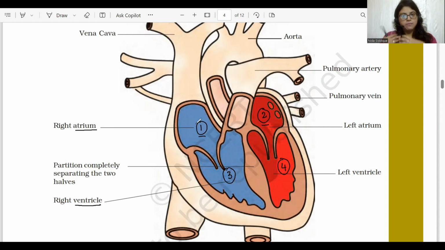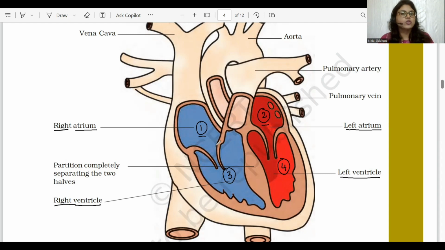Now the upper chamber present on our right hand side will be called the right atrium, and the upper chamber present on the left hand side will be called the left atrium. Similarly, the lower chamber present on the right hand side will be called the right ventricle, and the lower chamber present on the left hand side will be called the left ventricle. So these are the 4 chambers that are present in our heart.